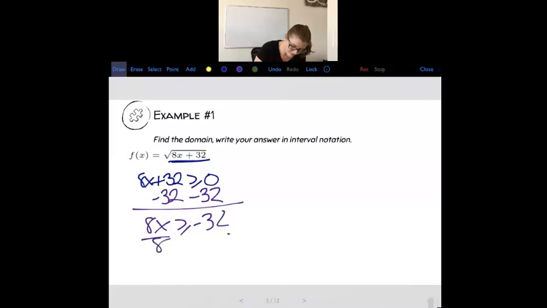Divide by 8. So what this is telling us, that's a negative sign. Let me make that a little bit more clear. Is that x must be greater than or equal to -4. If you plug in -4, -3, -2, -1, and so on, in for x in the function, you'll get an output.